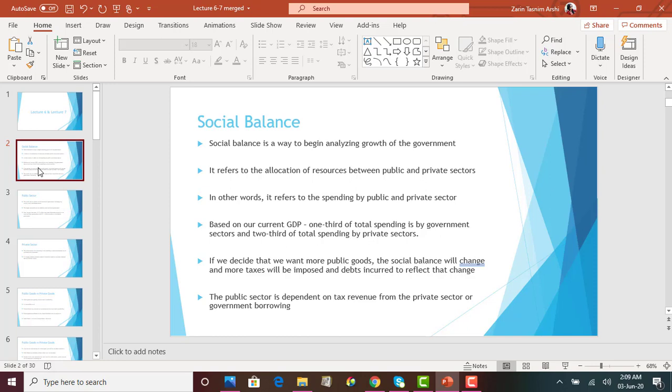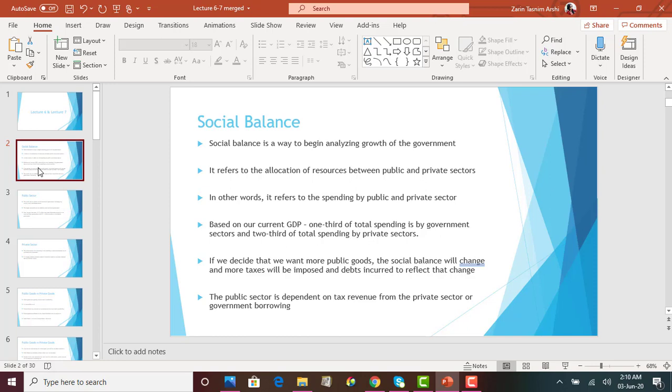In a free market society, government intervenes very little in the market, right? So we will assume most of the businesses are owned by private industry, and therefore the private sector will probably dominate most of the social balance. In the US, based on our GDP, 1/3 of total spending is by the government and 2/3 is from the private sector.